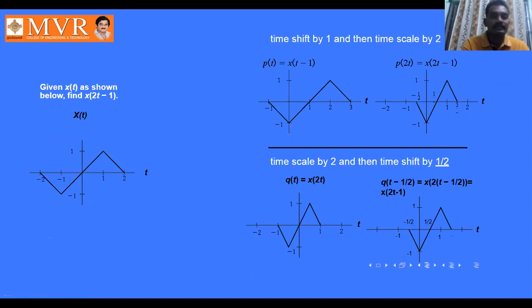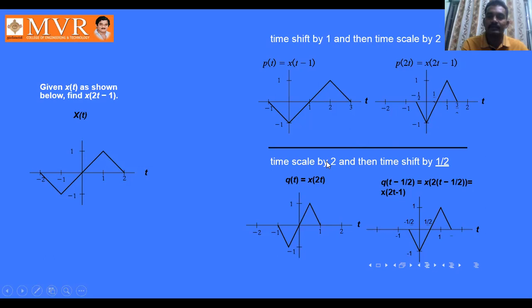See, x of t is given like this. Here both time shifting and time scaling operations are represented. Initially, we time shift by 1 and then time scale by 2. Time shift by 1: the original signal is shifted towards the right by 1 unit like this, and it can be scaled by 2. Let us take p of 2t equal to x of 2t minus 1. So it can be represented like this.